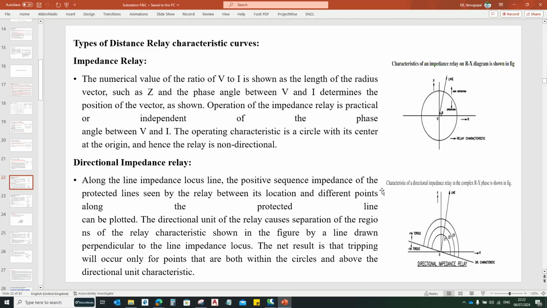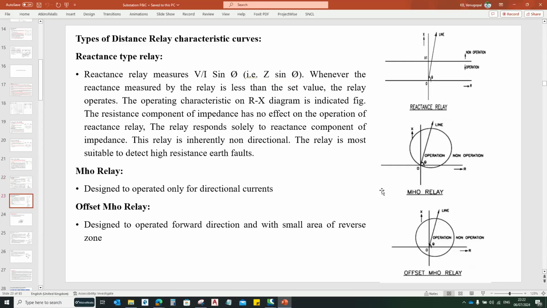Thank you. So next I will go to the other type of relay, which we can call the reactance type relay. In that, the reactance relay measures VI by sine theta, that is Z sine phi. Whenever the reactance measured by the relay is less than the set value, the relay will operate. The operating characteristics on the RX diagram are shown here. So this is your operating region, and beyond this, if any fault happens, the relay will not operate.